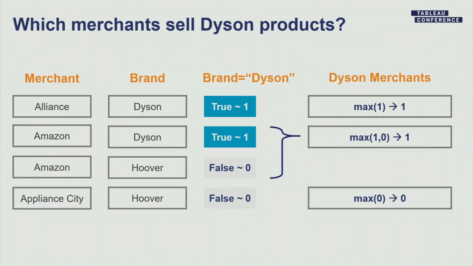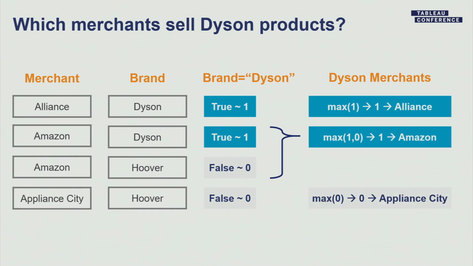So we used this max function that said, okay, well, look at the merchant. So for Alliance, max of 1 is 1. Look at all rows for Amazon. So max of 1 or 0 is 1. And look at the final one, Appliance City. If the value is 0, the max of 0 is 0. Therefore, we're able to classify those merchants as Dyson merchants or non-Dyson merchants.